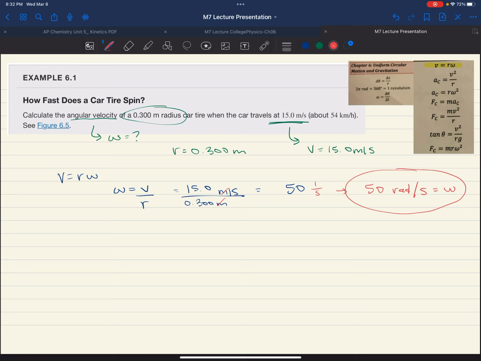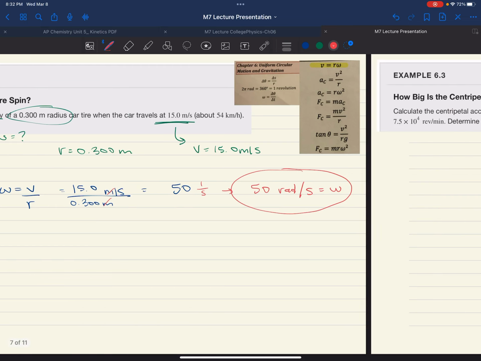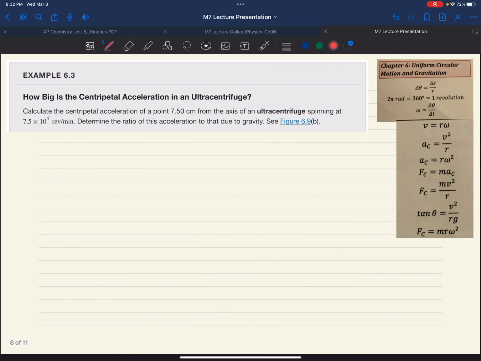Okay, that one was pretty straightforward, so let's take a look at a second one. In this second one, it's a bit more complicated, but not much more. We're going to be calculating the centripetal acceleration of a point that's 7.50 centimeters from the axis of an ultracentrifuge spinning at 7.5 times 10 to the fourth revolutions per minute. And then we'll determine the ratio of this acceleration to that due to gravity.